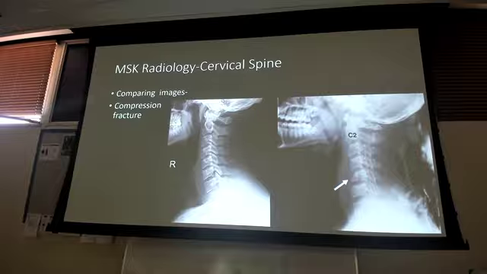We see that more often in the lumbar because of the extra weight, and we'll look at some of those. But understand, compression fractures can lead to a spondylolisthesis, or what I'm trying to tell you is you can have both abnormalities on the same x-ray. You don't just have to have one.